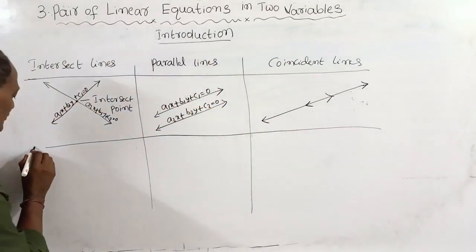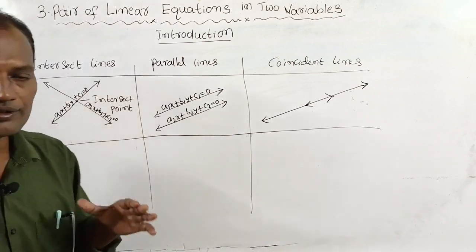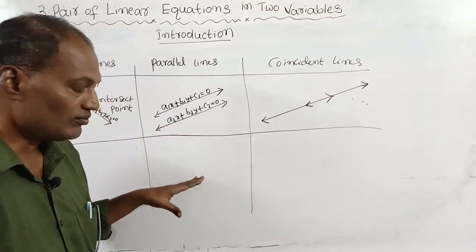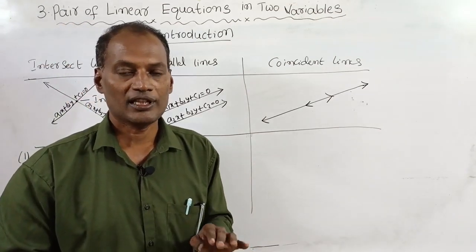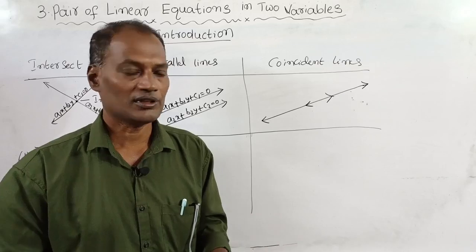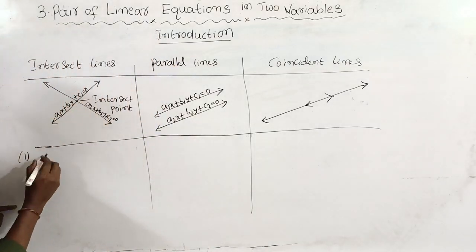See here, these 3 points, I will explain what the 3 points are. These 3 points you should remember, then it is easy to solve the question. First point is, this is the intersect point.